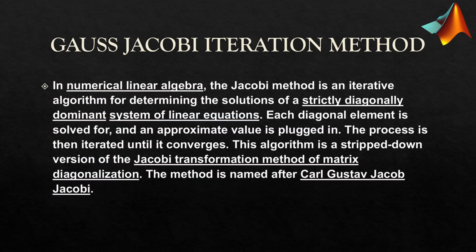First, I will explain what the Gauss Jacobi iteration method is. In numerical linear algebra, the Jacobi method is an iterative algorithm for determining the solution of a strictly diagonally dominant system of linear equations. Each diagonal element is solved for and an approximate value is plugged in. The process is then iterated until it converges. This algorithm is a stripped-down version of the Jacobi transformation method of matrix diagonalization. The method is named after Carl Gustav Jacob Jacobi.